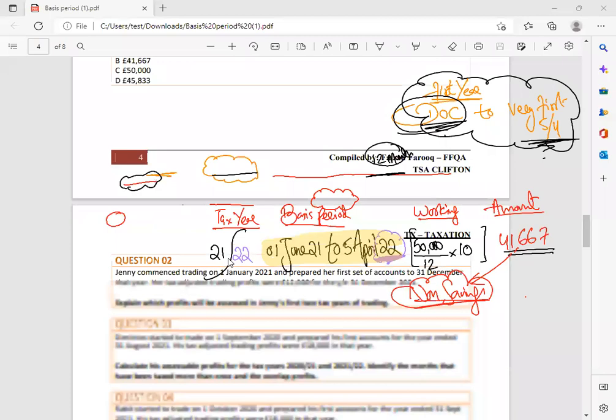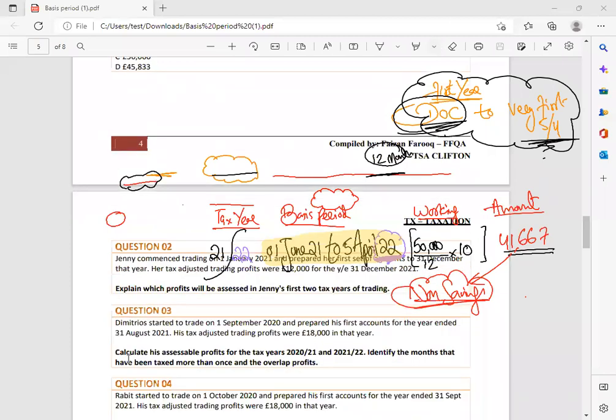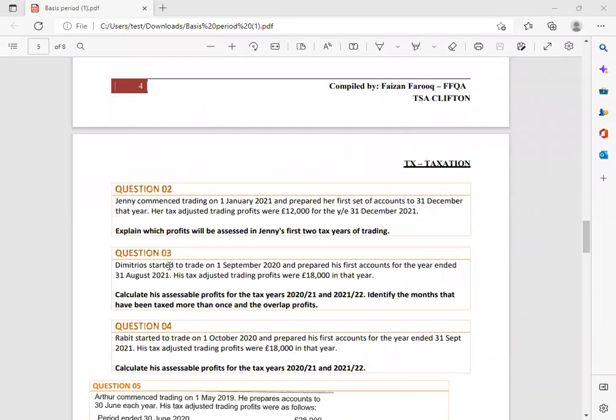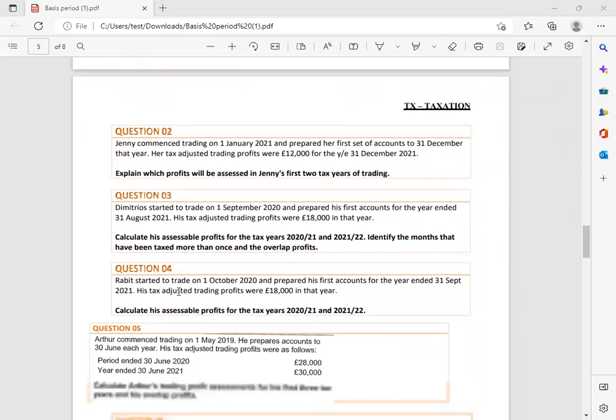Now, this is the first year. There is a small question on your screen. Question number 2. Jenny. In this question, Jenny, we are going to learn the second year as well. But before learning the second year rules, I need you to please tell me what will be the answer for the first year. Can you do it?